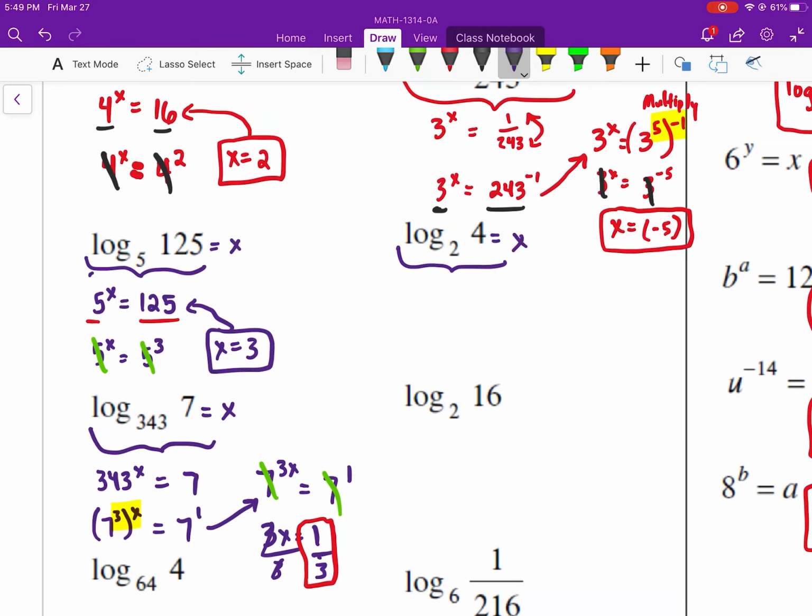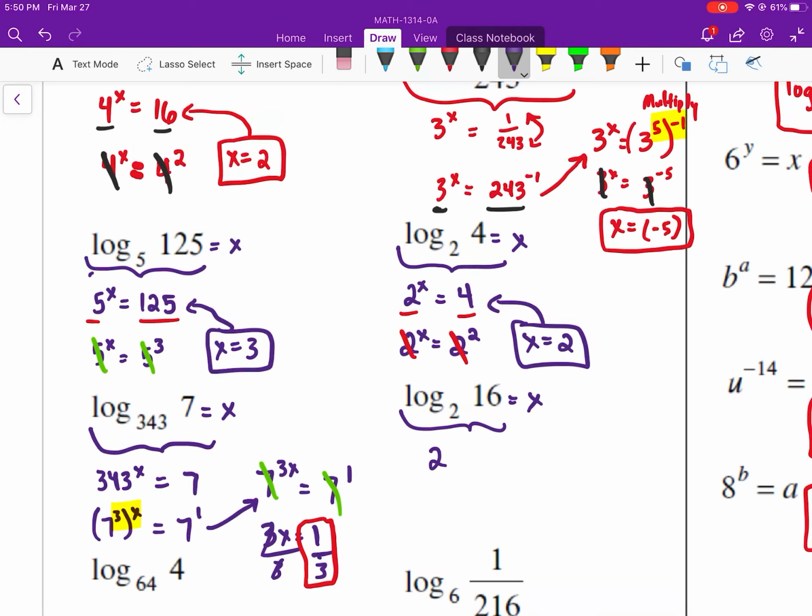Alright, moving over here to the right-hand side. We have to set that equal to x to change it to an equation. 2 to the x power equals 4. Alright, common base for 2 and 4, I believe, is 2. So 2 to the x power equals 2 squared. Cross out the 2's. X equals 2. That one was an easy one, wasn't it? Because again, if I punch that in there, 2 squared does equal 4. So that was an easy one.